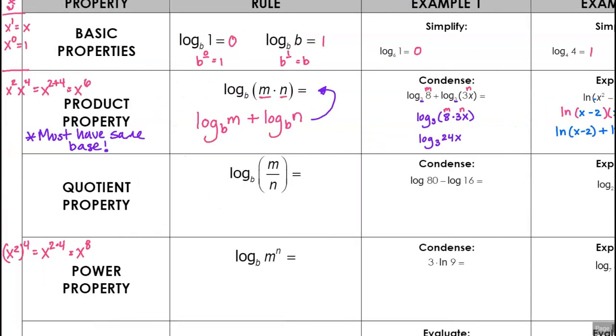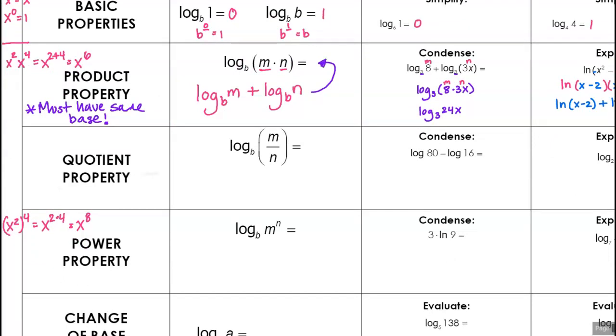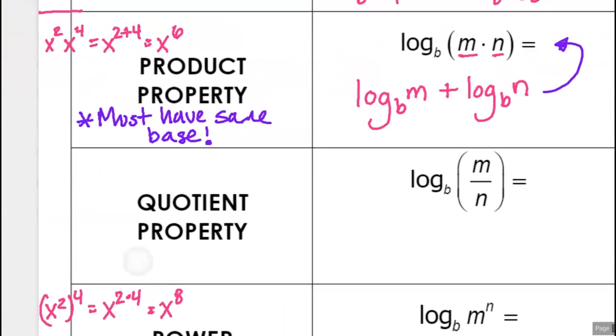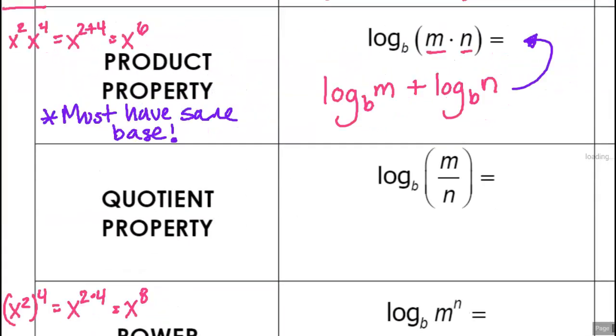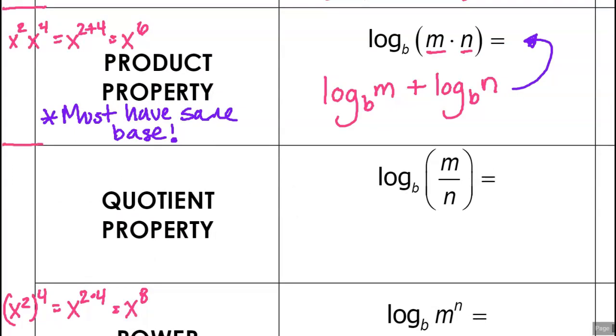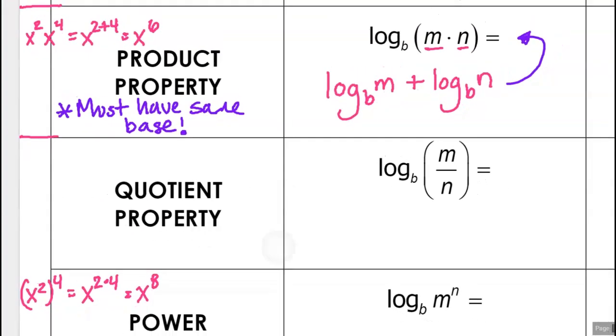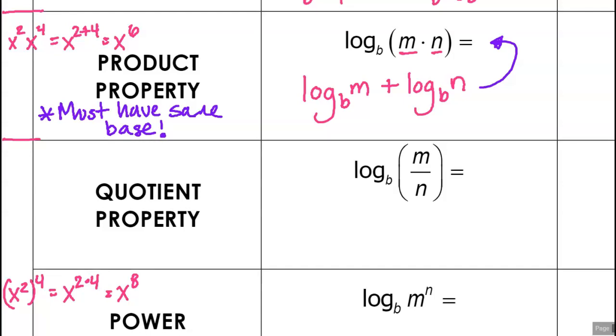All right, so now on to the quotient property. We just went over the product property. Now we're going to go over the quotient property. Before I go over the quotient property for log, let's look at the quotient property for exponents. If you have a term with an exponent divided by, let's see.